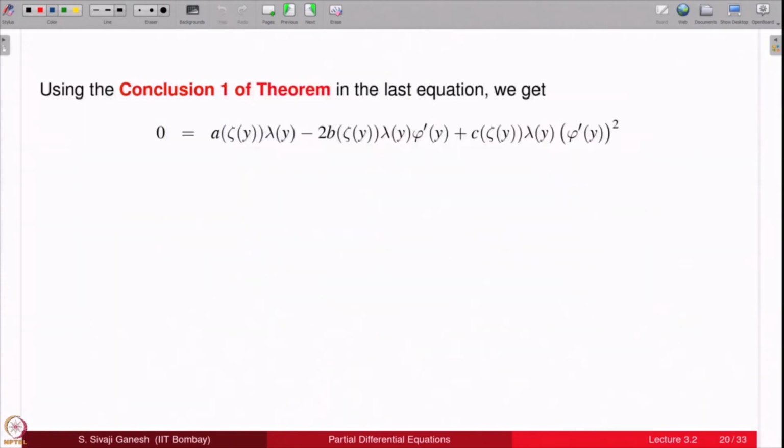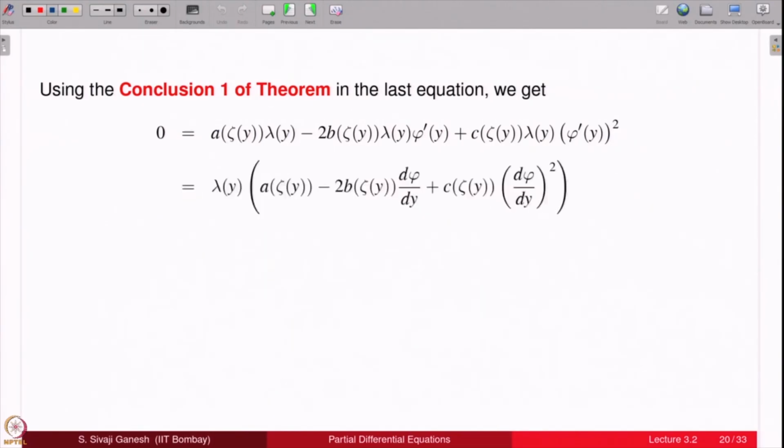So, we have this. Using conclusion 1 of the theorem in the last equation, we get 0 equal to a of zeta y lambda y minus 2 b of zeta y lambda y phi dash plus c of zeta y lambda y phi dash y square. So, if you take lambda y common, what you get is this: a minus 2b phi dash plus c phi dash square.